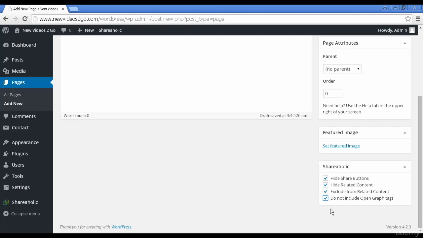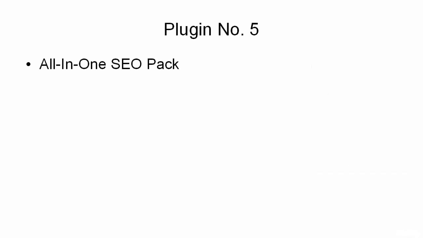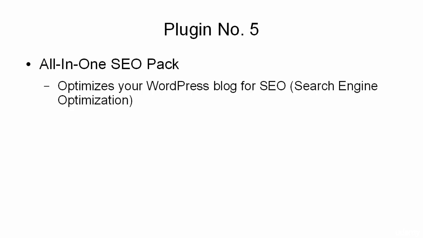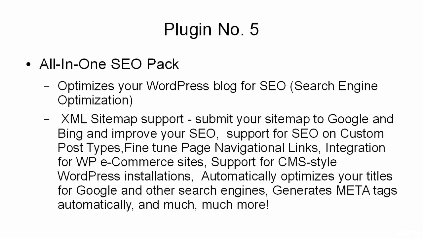Okay, let's move on to the next plugin, which is probably the best one of all. Okay, I've saved the best for last, and this is plugin number 5, the All in One SEO Pack. And this optimizes your WordPress blog for SEO, or search engine optimization. And it includes things like XML sitemap support, so you can submit your sitemap to Google and Bing and improve your SEO. Support for SEO on custom post types.